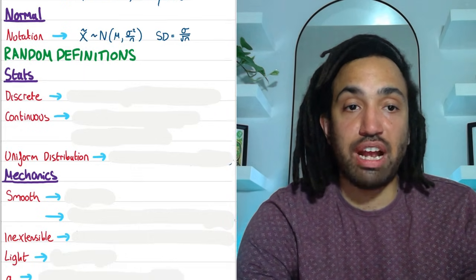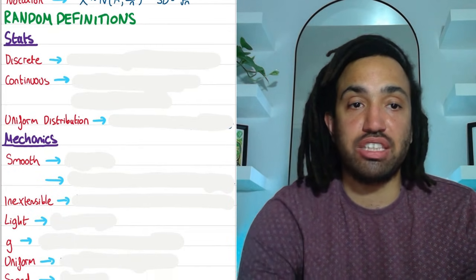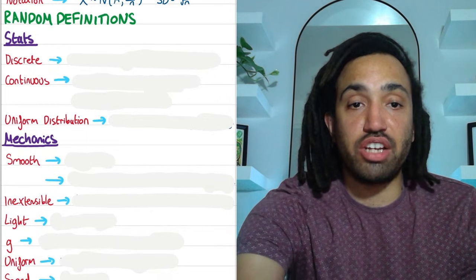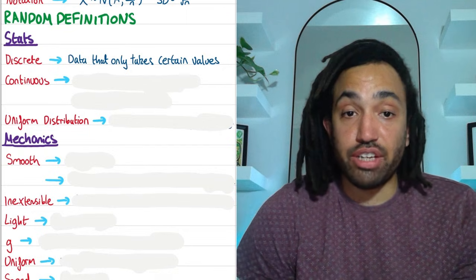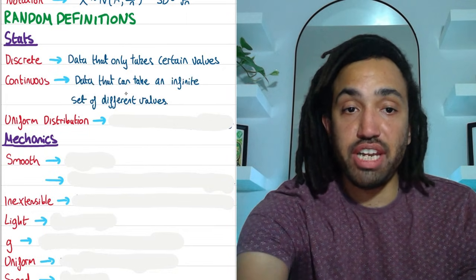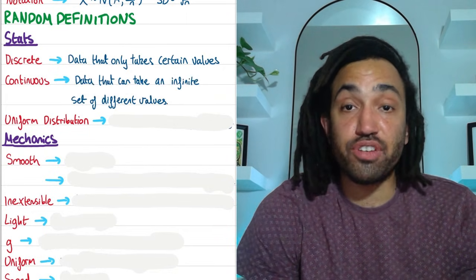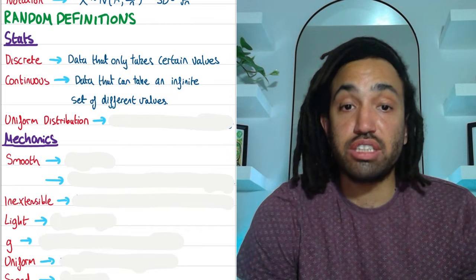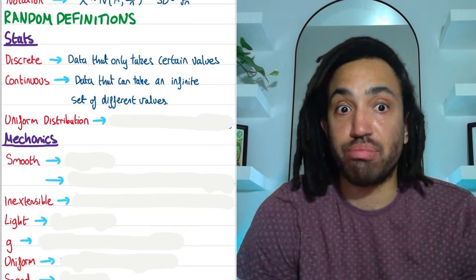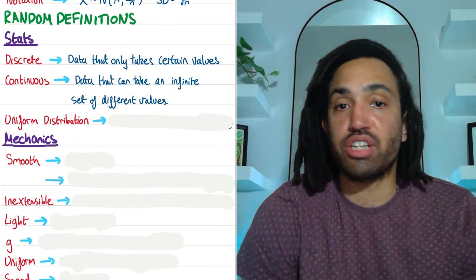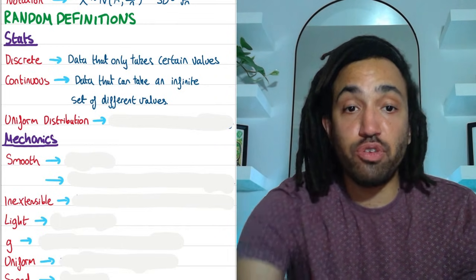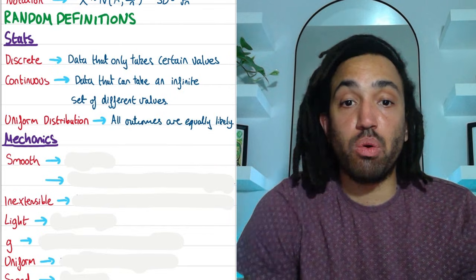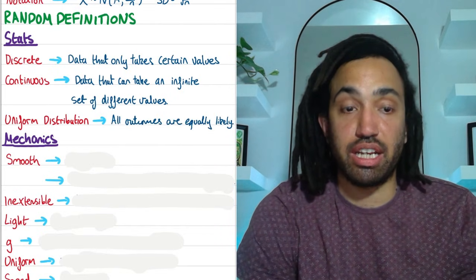And let's go to random definitions. And let's start with stats. Discrete: data that only takes certain values. Continuous: this is data that could take an infinite set of different values, such as time or temperature, whereas discrete is something like shoe size, which only has certain values it can take. A uniform distribution is when all outcomes are equally likely.